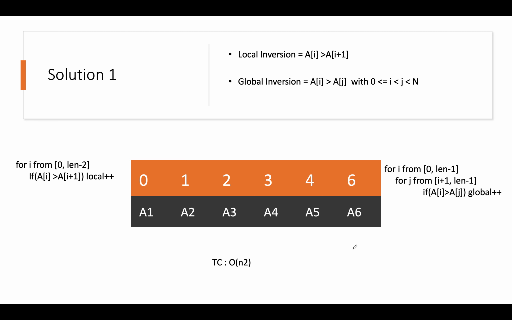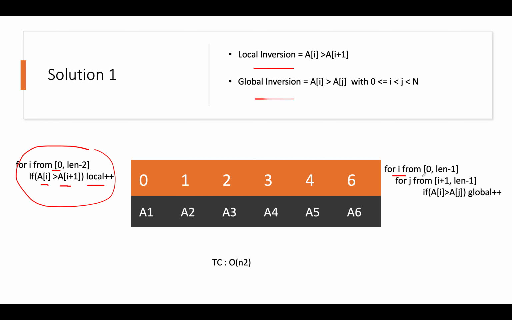So let's talk about the very basic naive approach, the typical solution that comes to everybody's mind when they see this question. It would be an order of n square solution where you simply loop across to find out the local inversions and the global inversions. The count of local inversions will be something like this. For i starting from 0 up till len minus 2, if a of i is greater than a of i plus 1, you increment your local count.